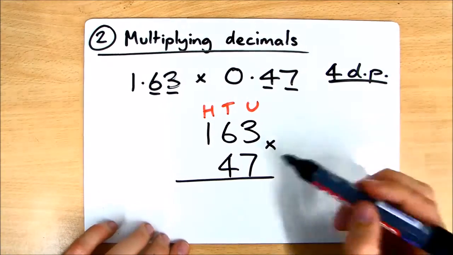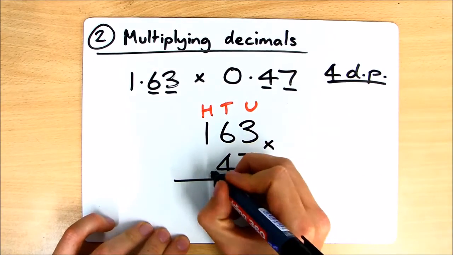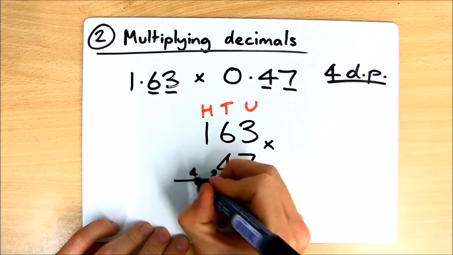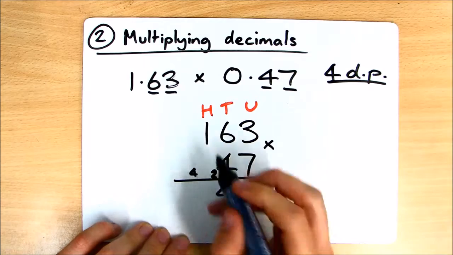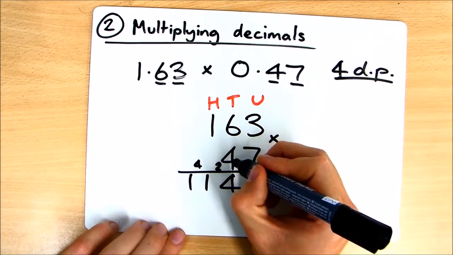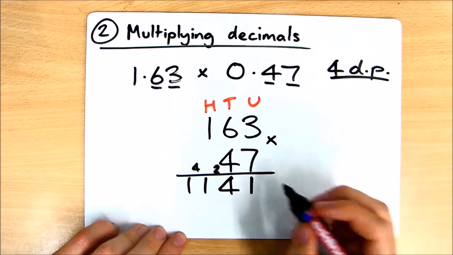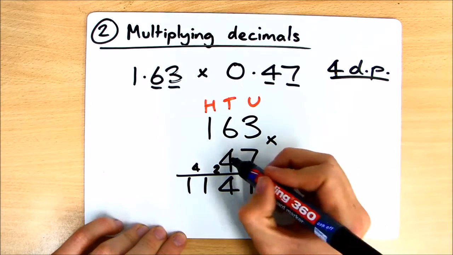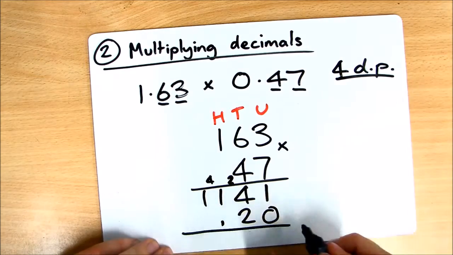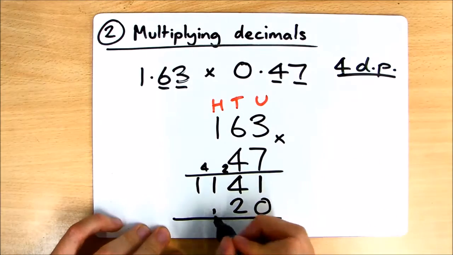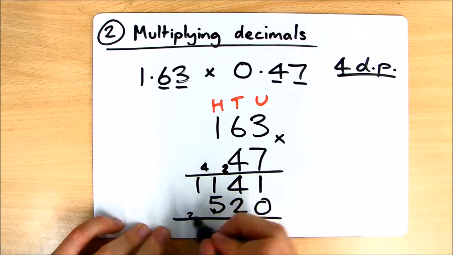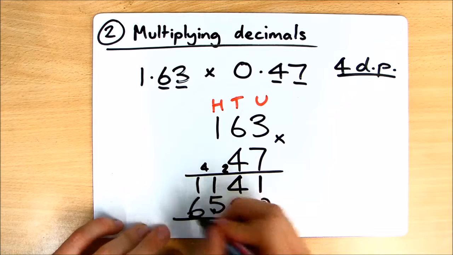Let's get times in. 7 times 3, 21. 6 times 7, 42. Add the 2, 44. 7 times 1 is 7. Add the 4, it's 11. Again, now we're timesing by the 4, it's in the tens column, so we're going to make sure that we put our placeholder in. 4 times 3 is 12. 4 times 6 is 24. Add the 1, it's 25. And then 4 times 1 is 4. Add the 2 is 6.